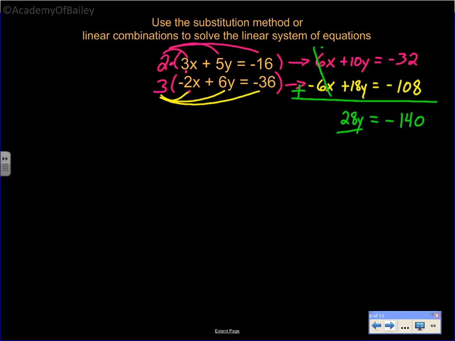To get y by itself, we divide both sides by 28. Divide both sides by 28, so y should equal negative divided by positive is a negative, and 28 goes into 140 5 times. So y is negative 5.